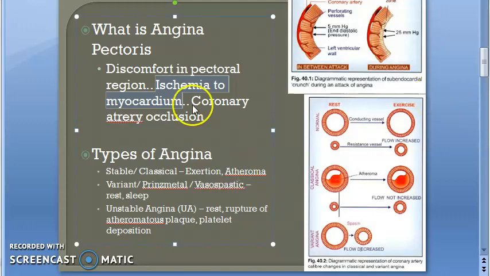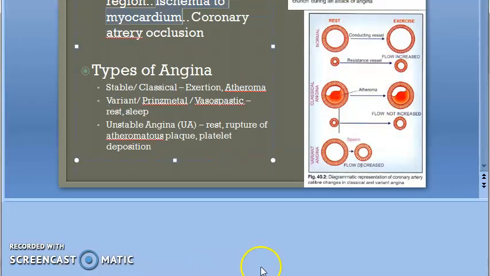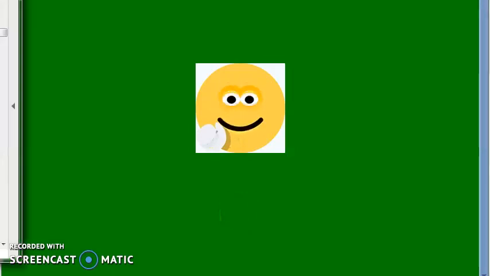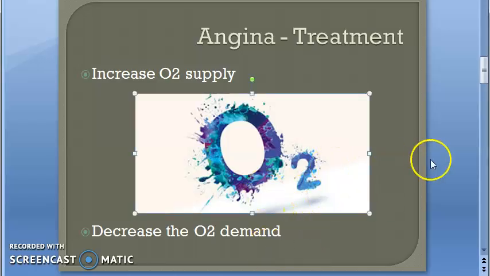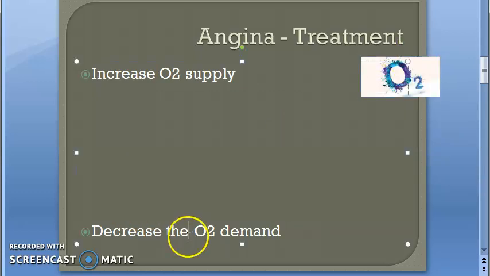Okay. Now, how do you plan on treating an angina? So you have to maintain a balance between the oxygen supply and demand, right? You have to either increase the oxygen supply or you have to decrease the demand, right? So let's look at the ways to do it here.